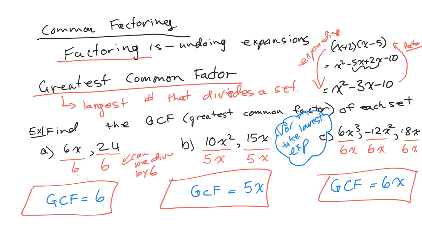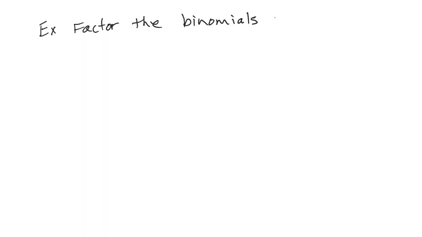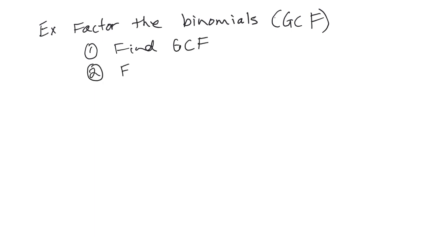So now we're going to factor binomials by finding the greatest common factor, the GCF. Now, the first thing that you have to do for this is find the GCF. And then 2, we factor it out. And this is how we're going to do that.